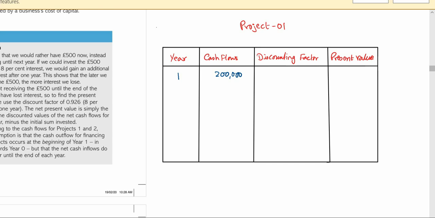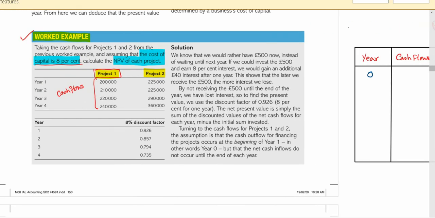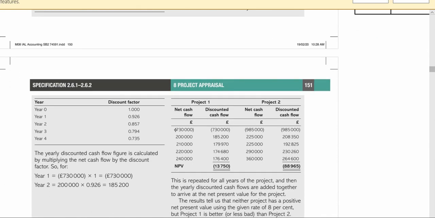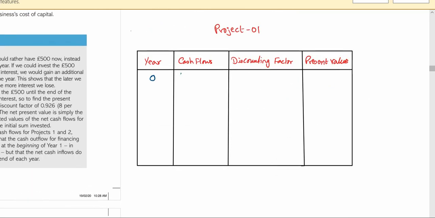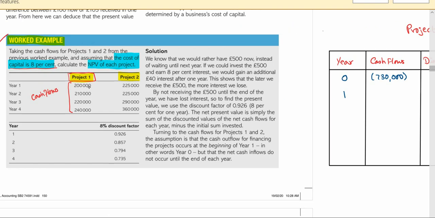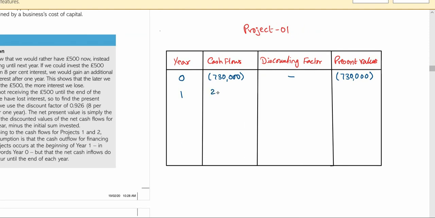For example, at year 0, this is the cash outflow. How much was invested? In project 1 we invested 730,000. So 730,000 is the cash outflow because we invested 730,000 in the investment. There is no discounting at time 0, so the present value is still 730,000. For year 1, the cash flow which we earned is 200,000.